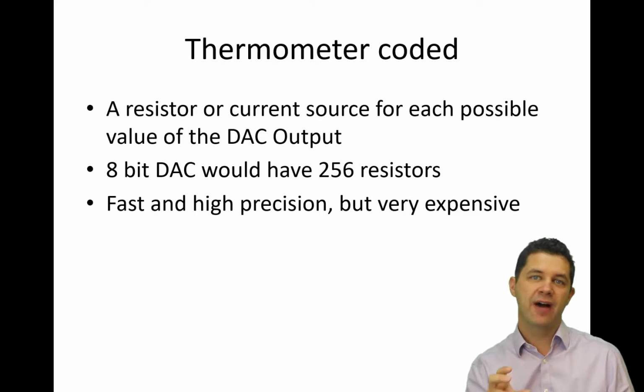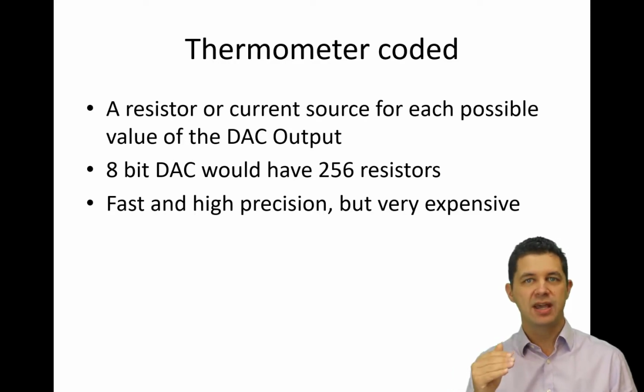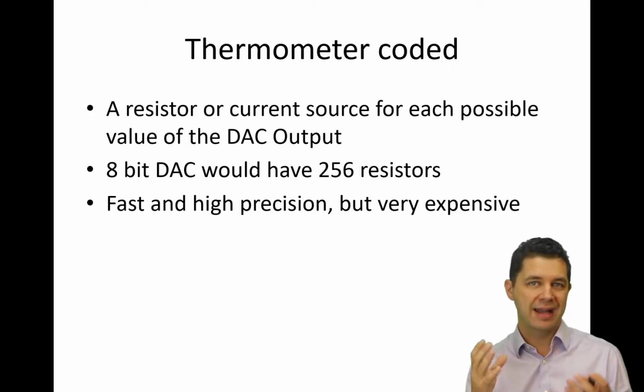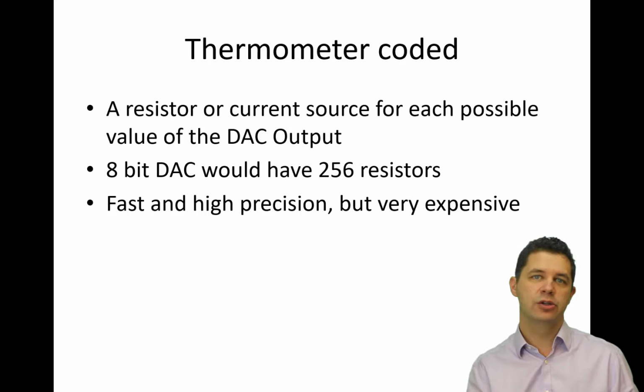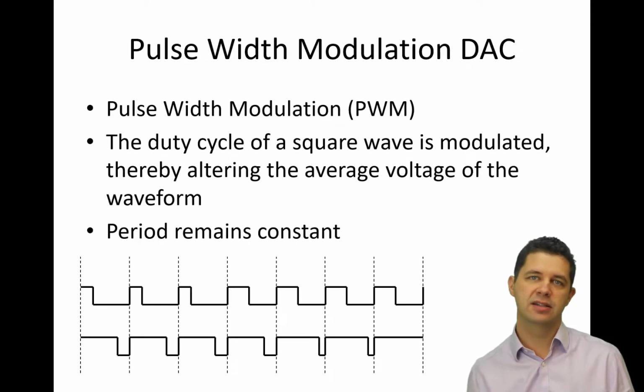They can be very fast and high precision, but as you can imagine, with this many resistors, it starts getting difficult to actually implement in hardware, particularly if we want a high resolution DAC. Now, when we talk about an 8-bit DAC, we're not actually talking about a very high resolution DAC at all. It's a fairly low resolution DAC. So it's starting to get difficult at this particular stage. We won't go much more into thermometer coded DACs in this course.